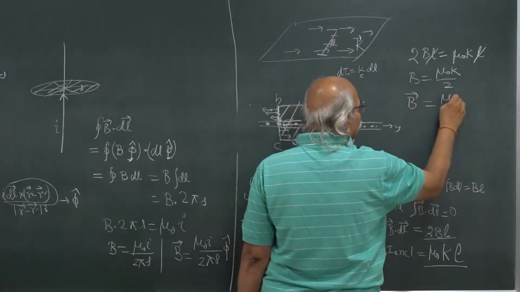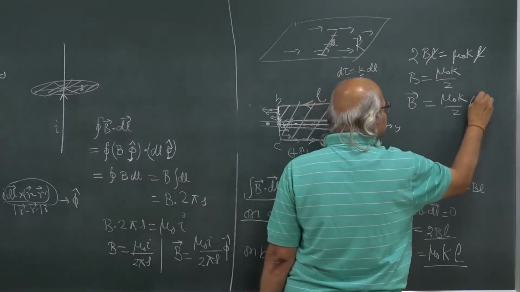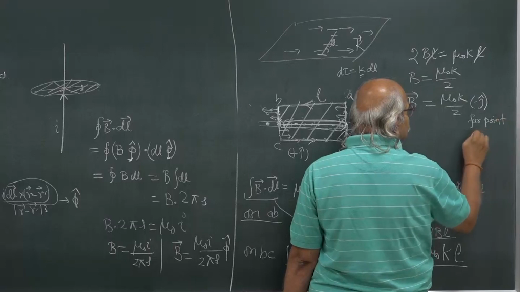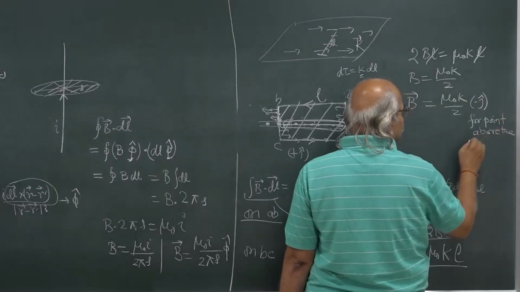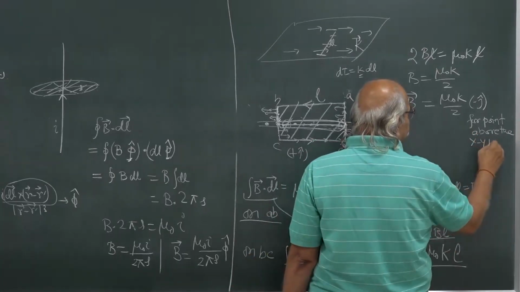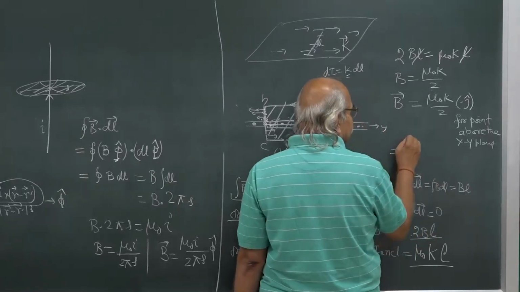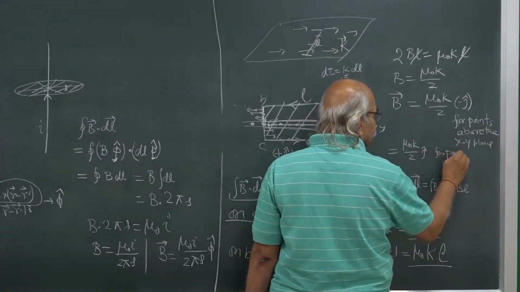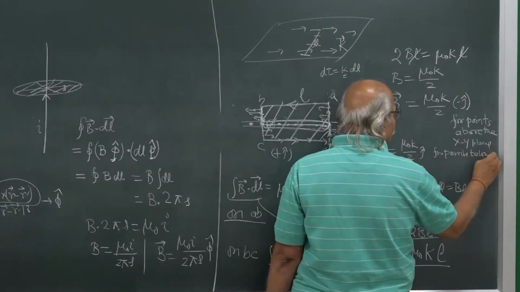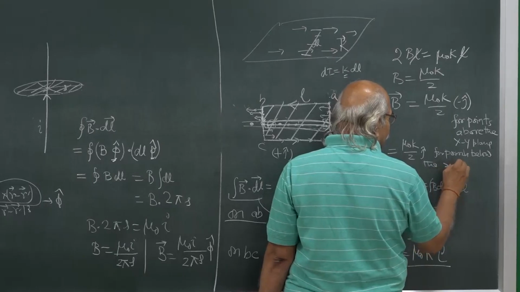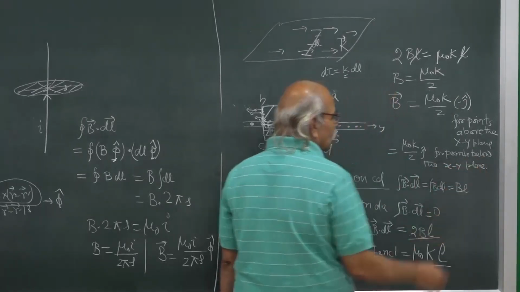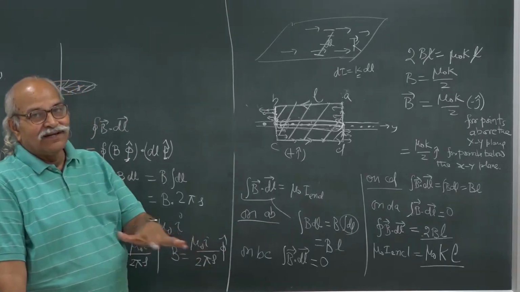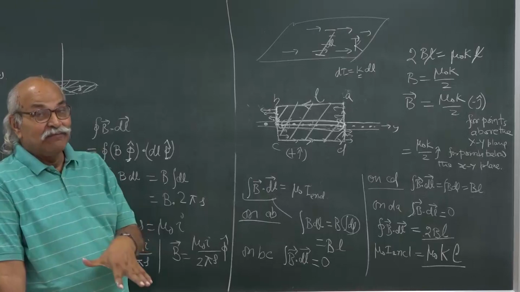And B vector is equal to mu naught K by 2 minus j cap for points above the plane, that xy plane, and this is mu naught K by 2 j cap for points below the xy plane. Okay, so that is how we can get this magnetic field due to a surface current in the xy plane.